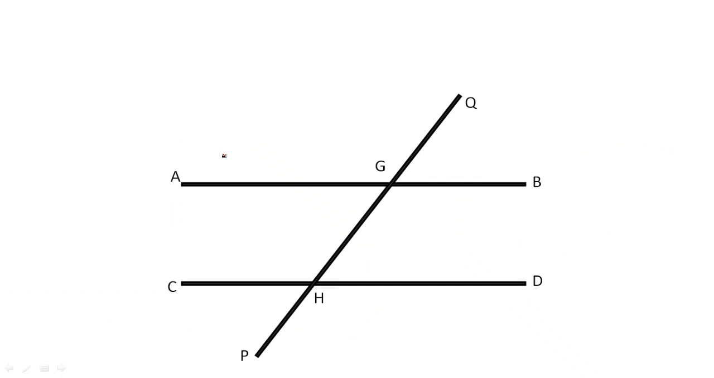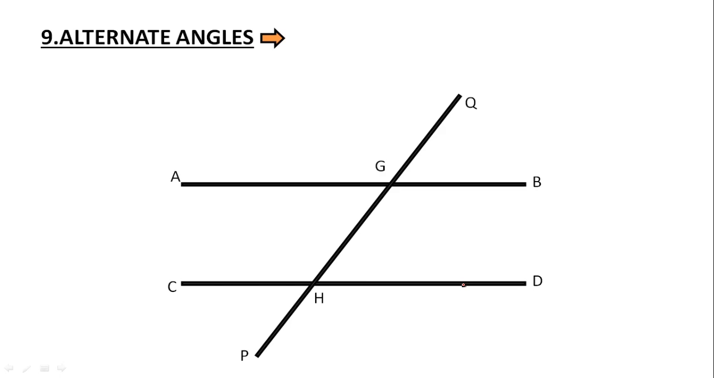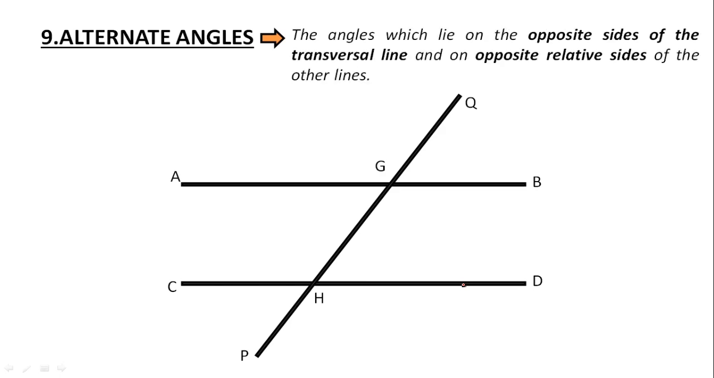Next is with the same diagram here. AB and CD are straight lines and PQ is a transversal which intersects them at points G and H, and AB and CD may not be parallel. Now alternate angles are those angles which lie on the opposite side of the transversal line. This is on the opposite side of the transversal line and the opposite relative side. It should be the opposite relative side. So let's see what these two things mean, opposite sides of a transversal line and opposite relative side.